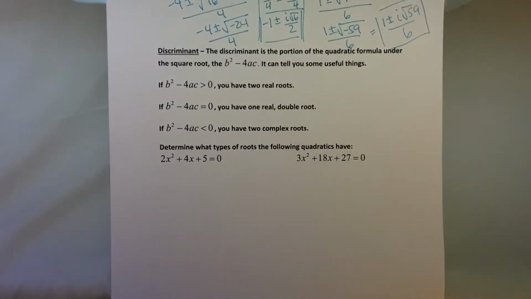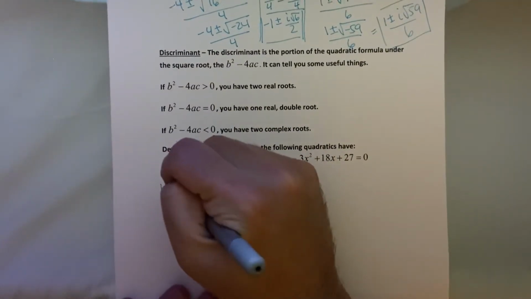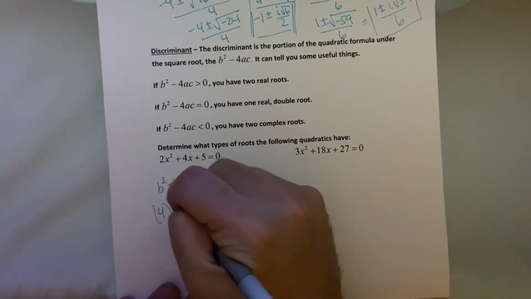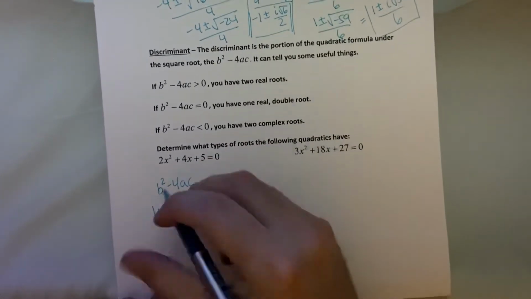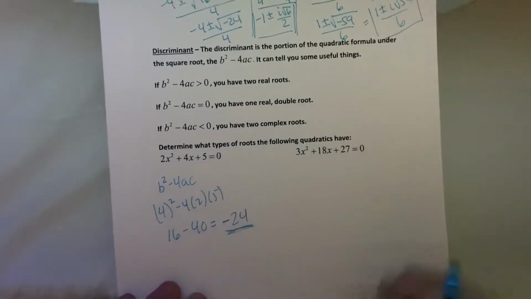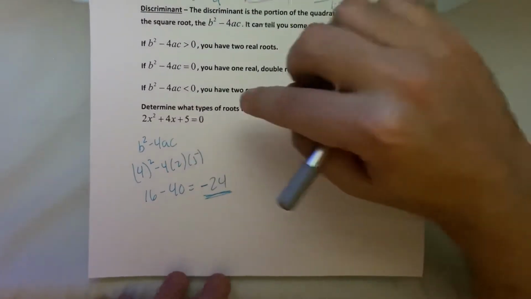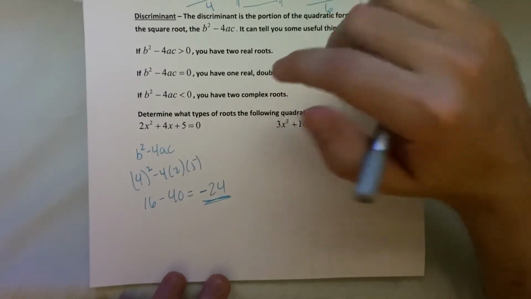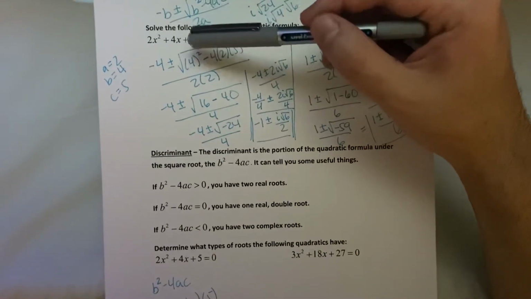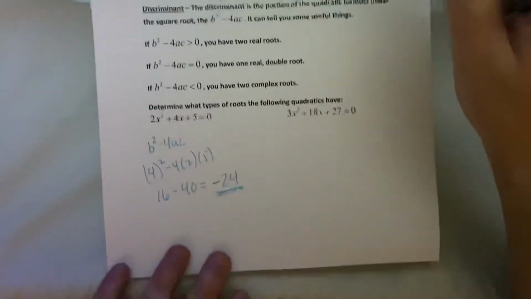So you can use that b squared minus 4ac to determine the kind of roots you're going to have. So if it asks you what kind of roots the following quadratics are going to have, all you have to do is take b squared minus 4ac and look at how it compares to 0. So that would be 4 squared minus 4 times 2 times 5, which is 16 minus 40, which is negative 24. What do we know about negative 24? It's negative. That means there would be a negative under the square root, which means you have two complex roots. Now, if you look at this equation, this is the same one from the previous video, and we saw that it did indeed have i's in the roots, so they were complex.